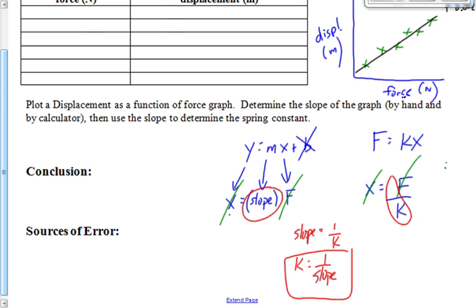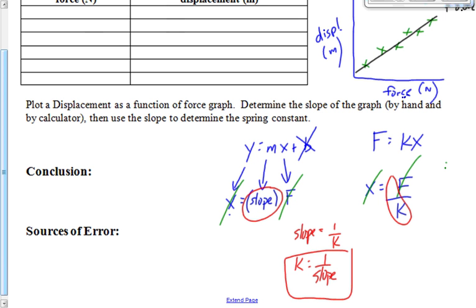What's our conclusion? The spring constant of this spring is blank newtons per meter. Don't forget your units. I know this because, and then briefly describe the analysis that you did. The inverse of the slope of the graph of displacement versus force is that value. And then, of course, your sources of error.